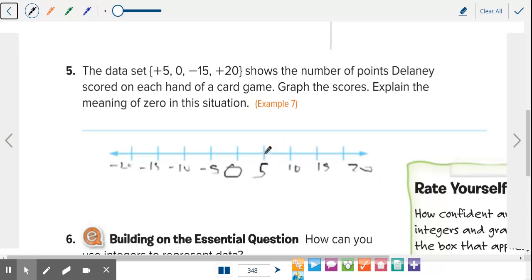So our first one would be +5. We have 0, -15, and +20. So what would 0 represent in this situation? So how did she get these points anyway? What was she doing, Hunter? Playing cards. So what would 0 mean? 0 points gained. Exactly. So 0 means a score of 0. She literally scored 0 points. Easy as that.